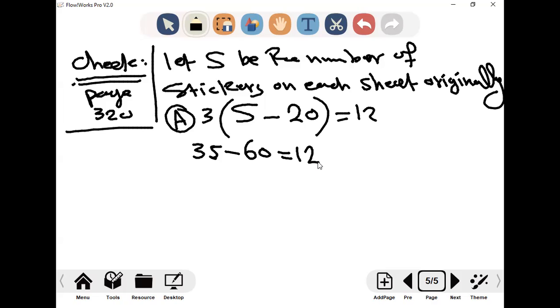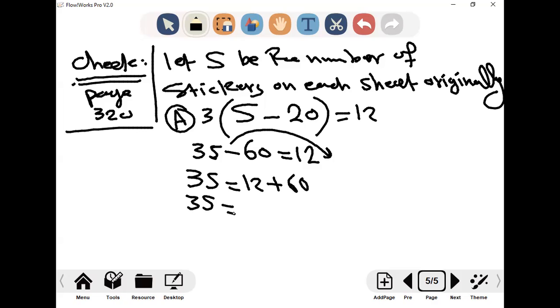Don't you study at home? Marwan. What do we do? Shift what? The negative 60. Shift it here. How many times did we do that? Malek. 3S will be what? 12 plus 60. So 3S will be 72. Now divide by 3. Study, my son, study. What do you do at home? Study.